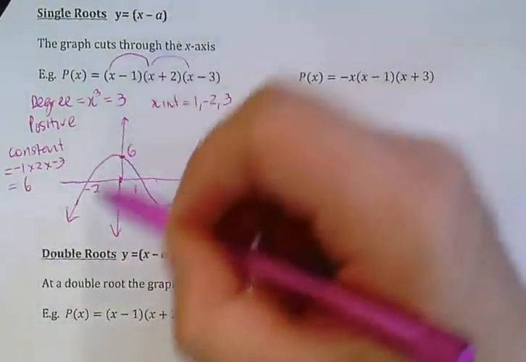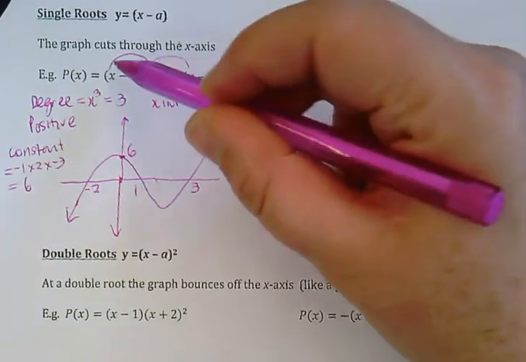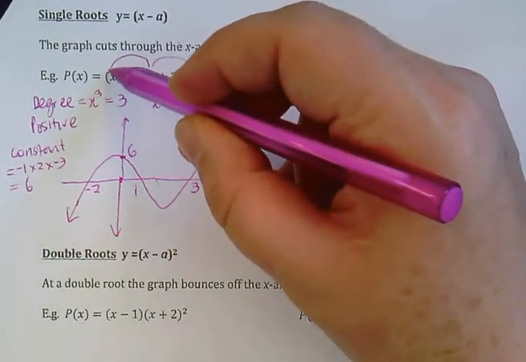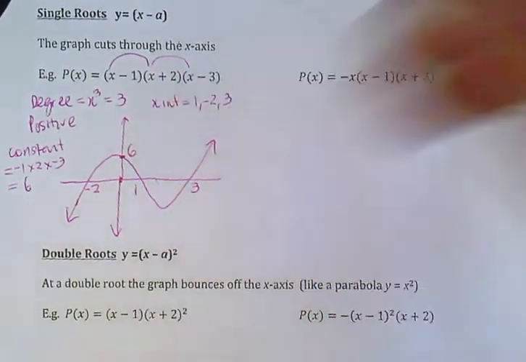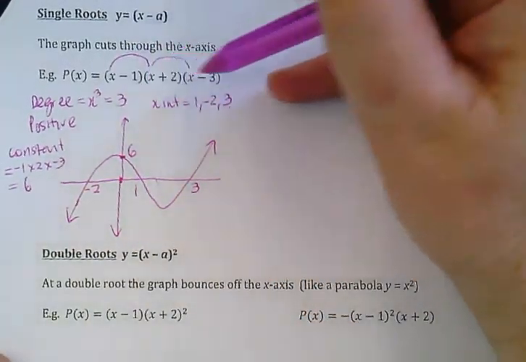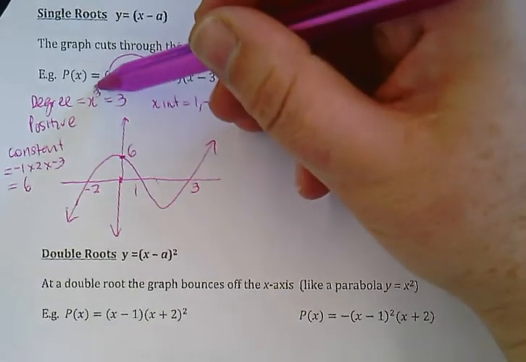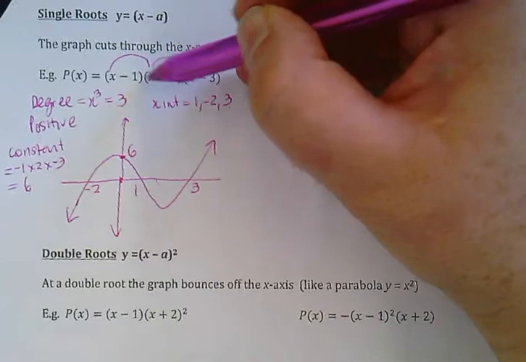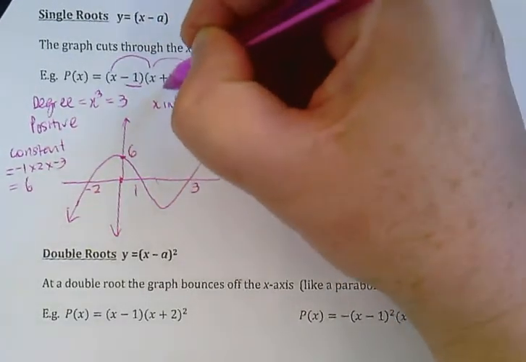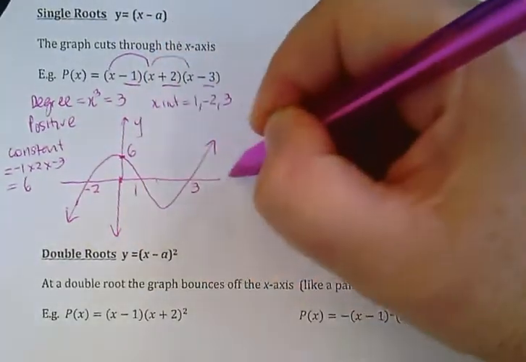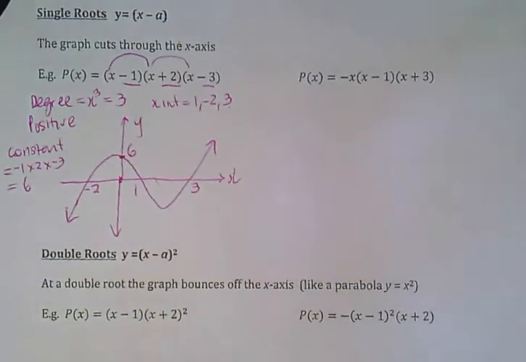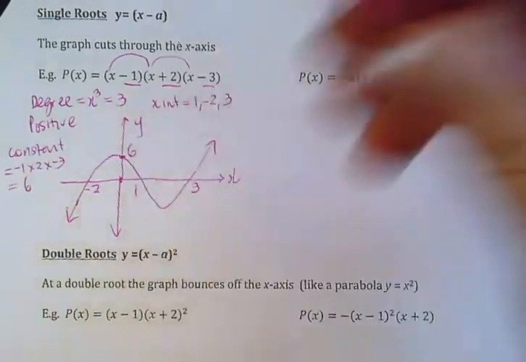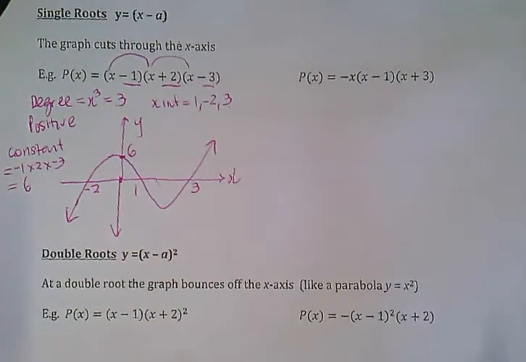But all I know is that it cuts through negative 2, 1, and 3, and that it's that shape, when I multiply the x terms together. So this is what we want to do. We want to multiply the x terms together to get the x cubed, to know if it's positive or negative. We want to multiply the constant terms together to know where it cuts the y-axis. Okay, so that's the general shape. I don't know what this point down here is, and I don't know where it actually turns up here. All right?